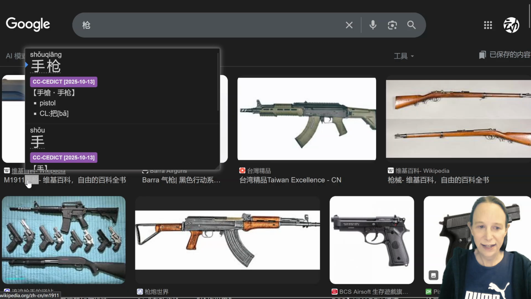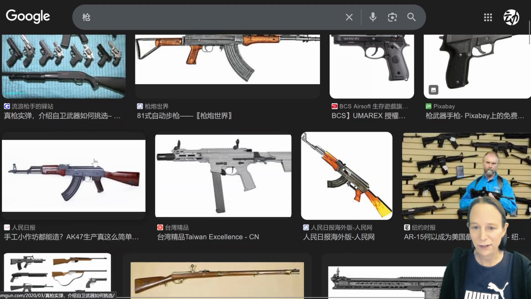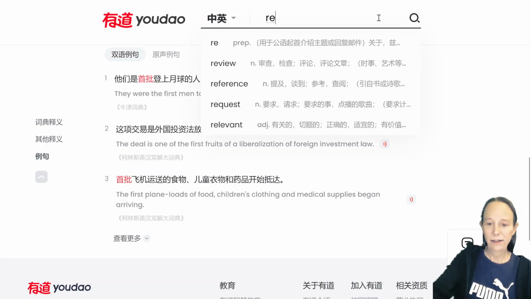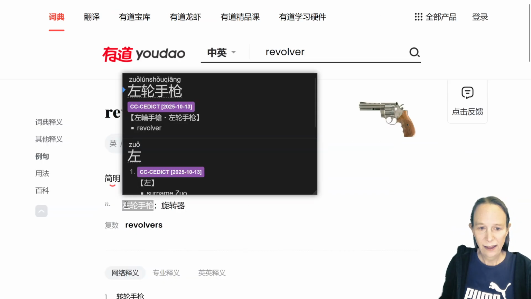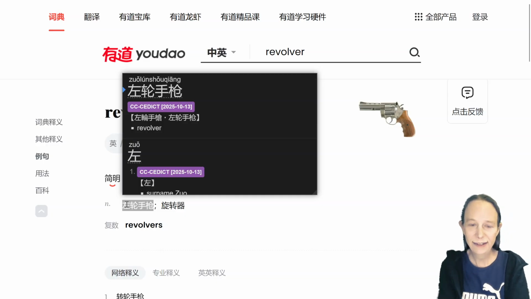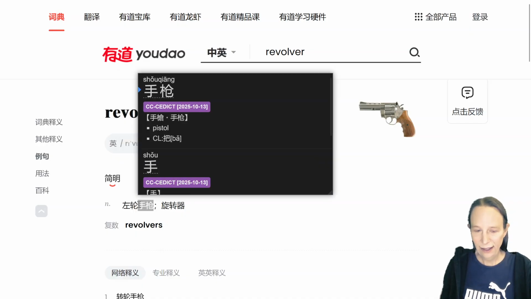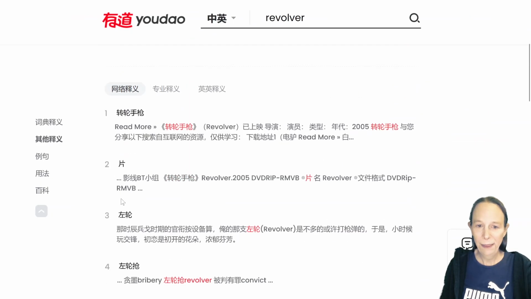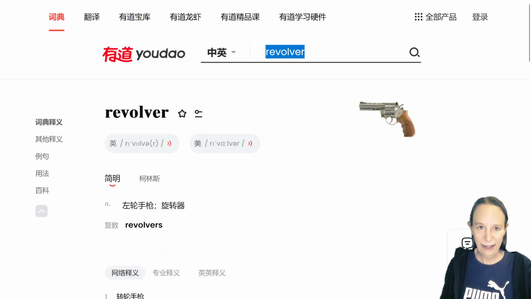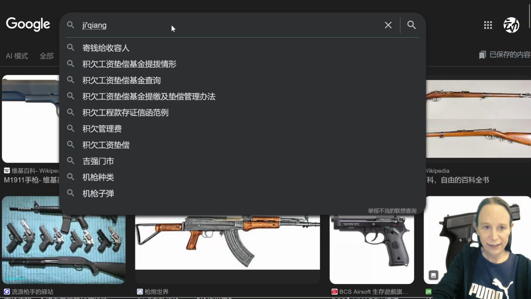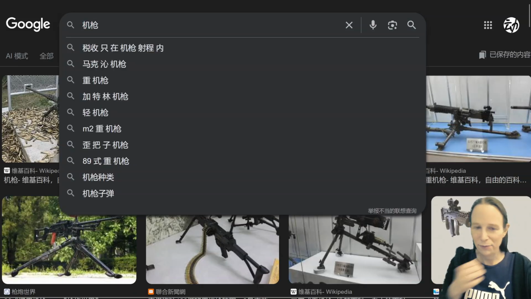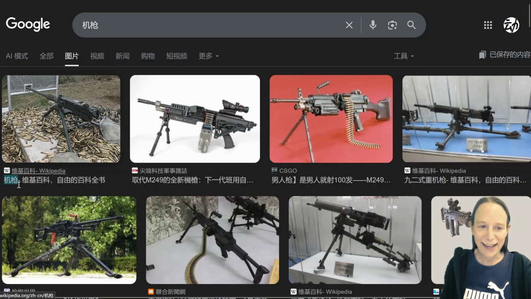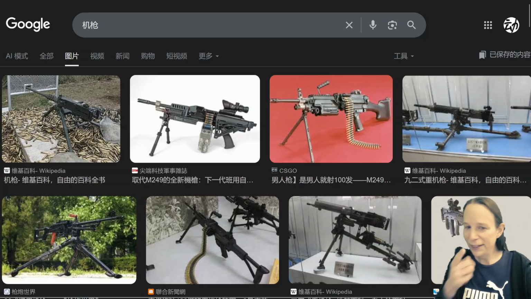And here you go, 手枪. Hand, firearm, or pistol, or I think revolver might also fit in there, right? 左轮手枪. Yeah, so a revolver is a type of 手枪, a type of handgun. The other one is 机枪. 机 is machine. So literally machine gun.